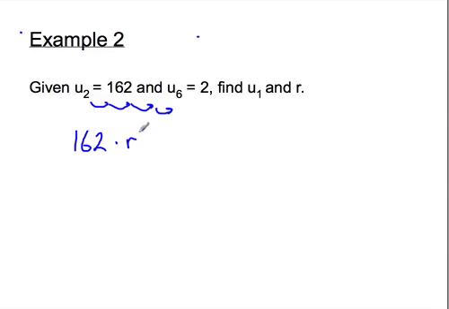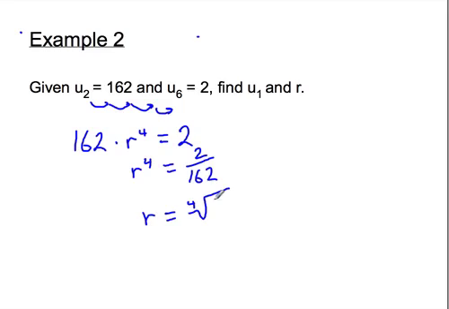So we can say that 162 times r to the power of 4 is going to be equal to 2. And then we're going to have r to the power of 4 equals, we can divide both sides by 162, so 2 out of 162. Okay, so then we know that r is going to be the fourth root of 2 out of 162.